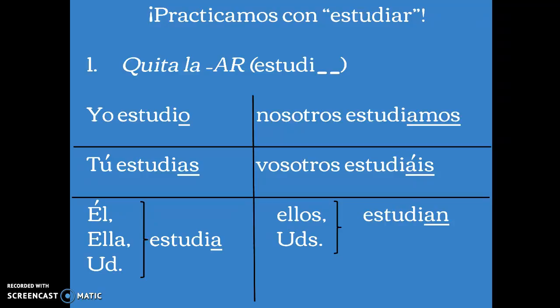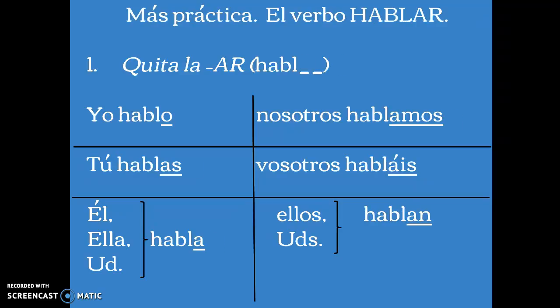Now what you're going to do is pause the video and take a minute or so to conjugate the verb hablar in Spanish. Hablar means to speak or to talk. Write down the conjugation and the meaning. Once you are set, continue with the video. Now it's time to check your work.